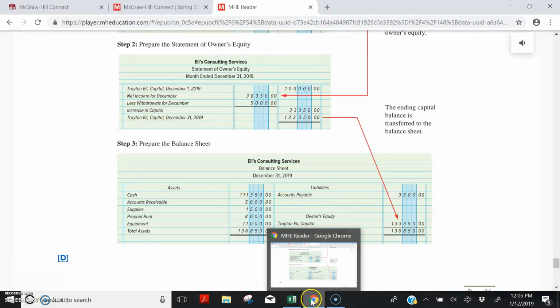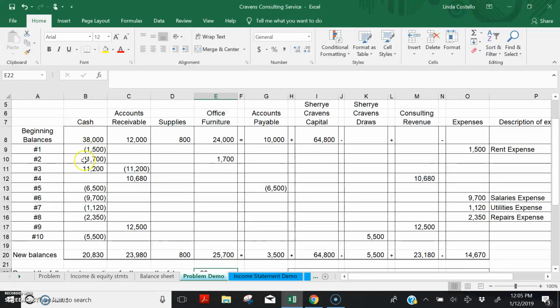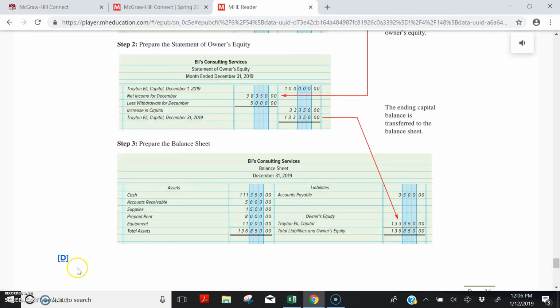Our assets will be cash, $20,830, accounts receivable, $23,980, supplies, $800, and office furniture, $25,700. Our liabilities will be accounts payable, $3,500. Please pause this video and write the balance sheet on a piece of lined paper. When you're finished, start the video again to check your work.